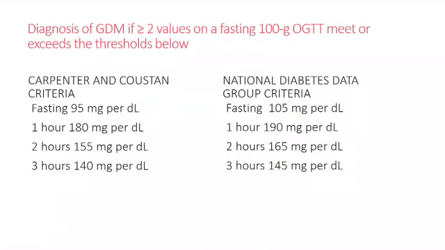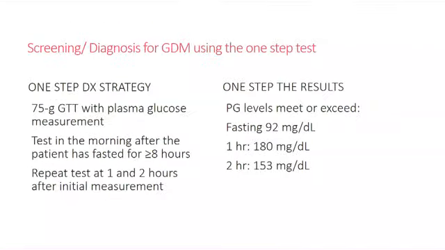So there are 2 criteria for the 100 gram oral glucose tolerance test. We follow the Carpenter because you can see there's a little bit of a difference. They kind of give more room. Not much higher, but we go by the Carpenter and Coustan criteria, which is fasting 95, 180, 155, and 140, compared to the National Diabetes Data Group. We go with the tighter, more strict one.